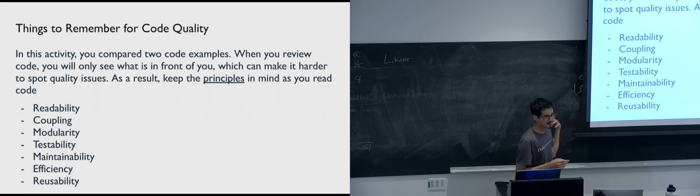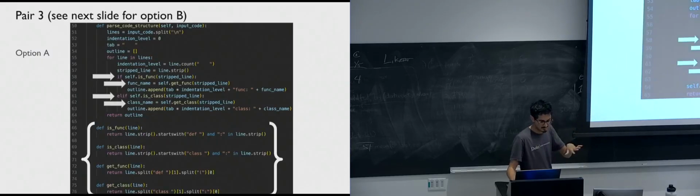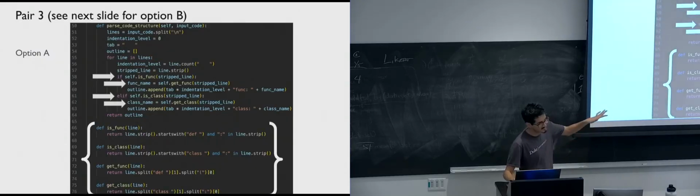Maintainability relates to documentation and maybe good code organization so that changes later on are easier to make. Efficiency is maybe runtime, like if we're making a bunch of calls to one long function, we probably don't want to do that. And then reusability, that was the point of this isFunc, isClass code example.